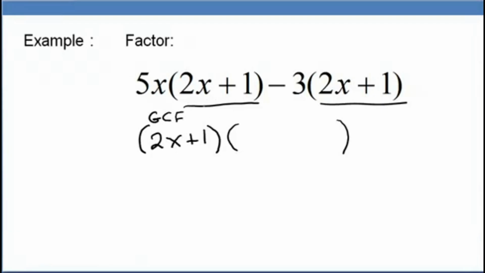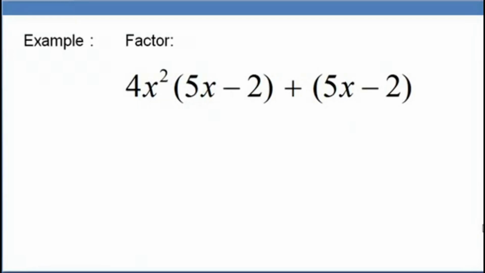To get back there for the first term, we have the 2x plus 1. We're missing the 5x. And for the second term, we have the 2x plus 1 on the outside. We're missing the minus 3. For this kind, I would not bother to check. Your check takes too much work. You would have to do a FOIL to multiply your binomials, and you would have to multiply out your original to get them to match.